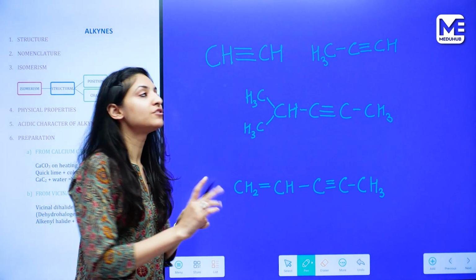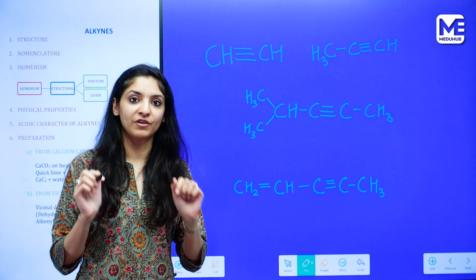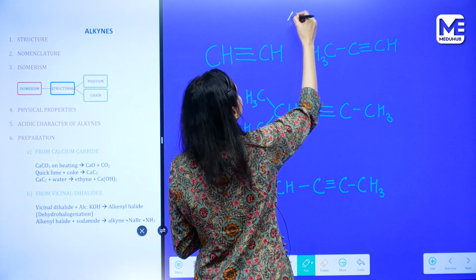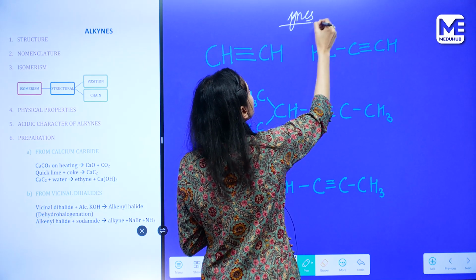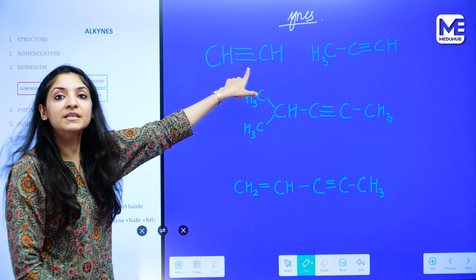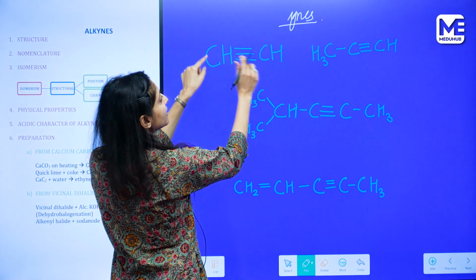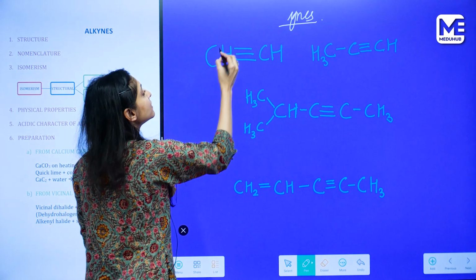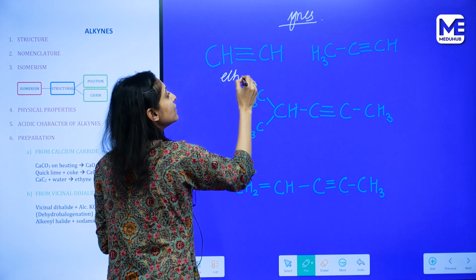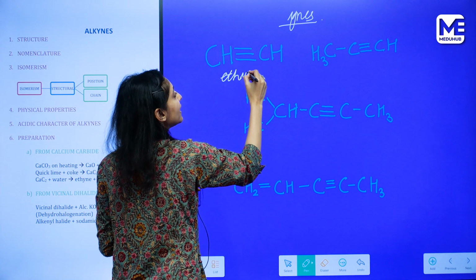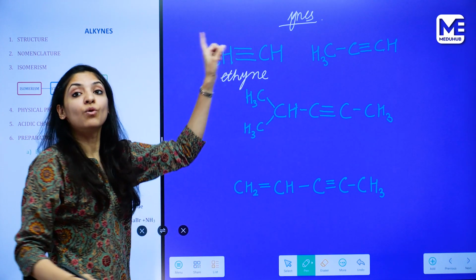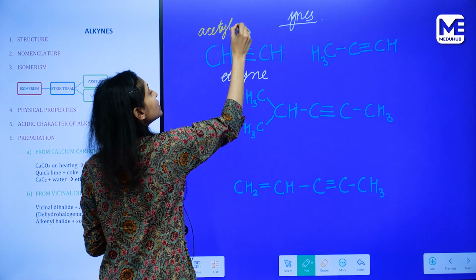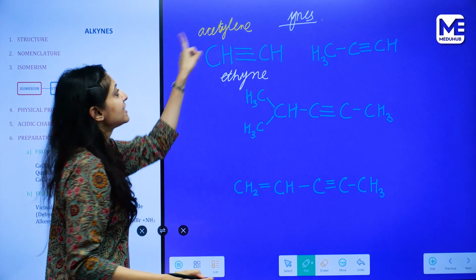For the nomenclature, the prefix will depend on the number of carbon atoms. That is always the case. And the suffix here will be -yne. So if we talk about the simplest of the alkynes, it has 2 carbon atoms, 1 hydrogen, a triple bond here. Since there are 2 carbon atoms, the prefix is eth and the suffix will be -yne, so it is ethyne. Ethyne is also called acetylene. It is one of the most important alkynes, acetylene.